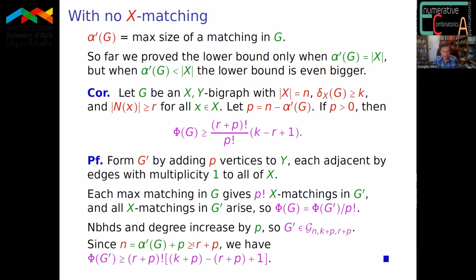And furthermore, alpha prime will have to be at least R. You can get a quick contradiction if it's not.